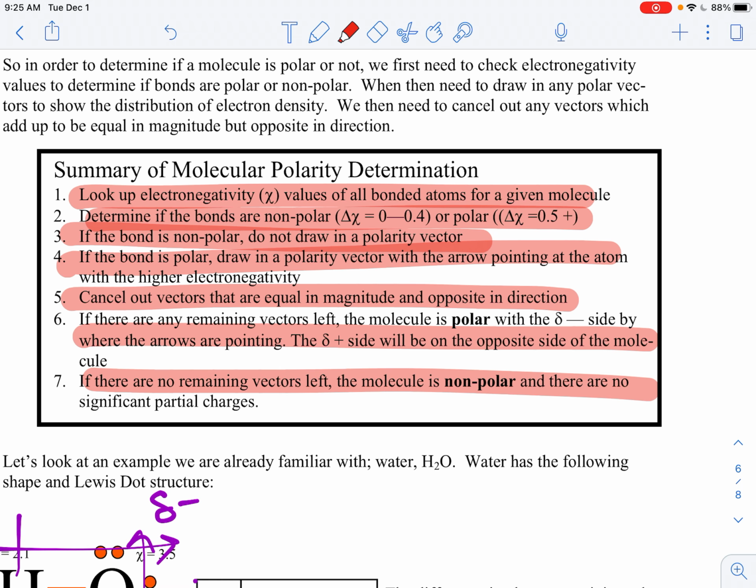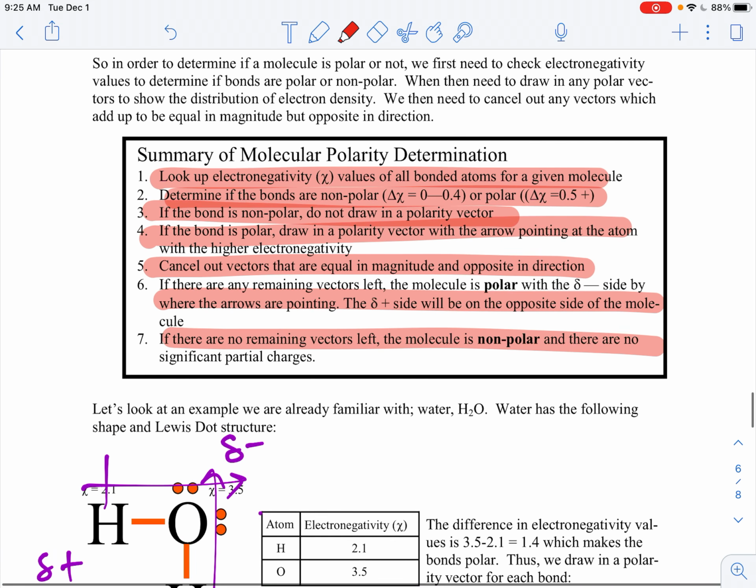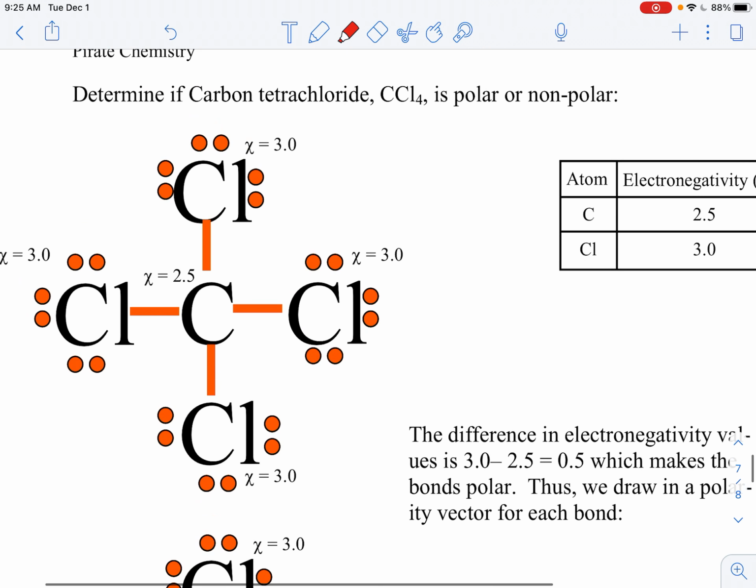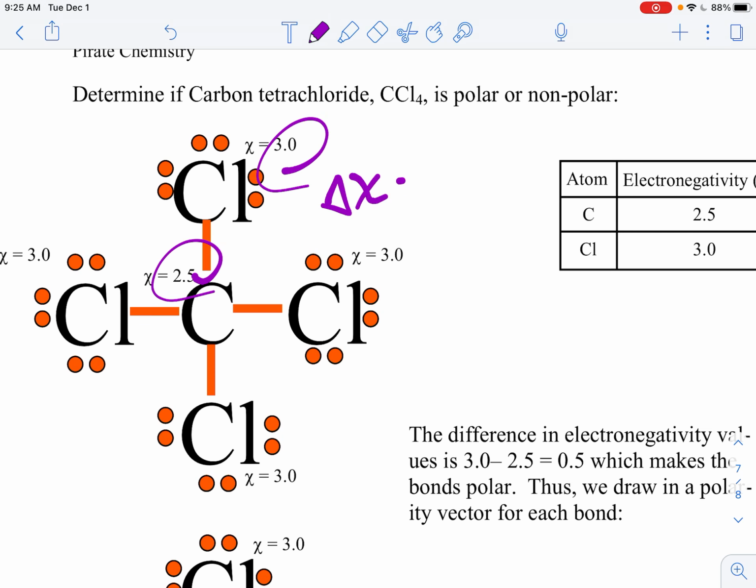If there are no remaining vectors left, then the molecule is non-polar. All right, so check this guy out. Here is carbon tetrachloride. I've given you the Lewis dot structures, and I've given you the electronegativity values. So between 3 and 2.5, that is a difference of 0.5. And 0.5 is worthy of drawing an arrow.